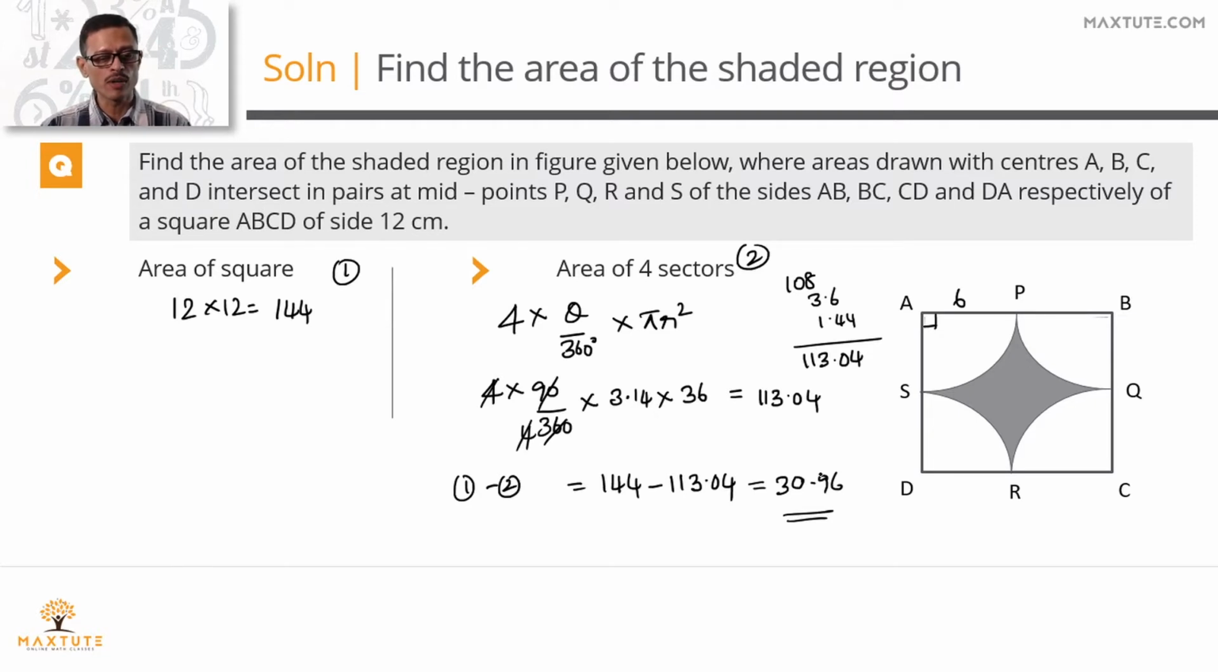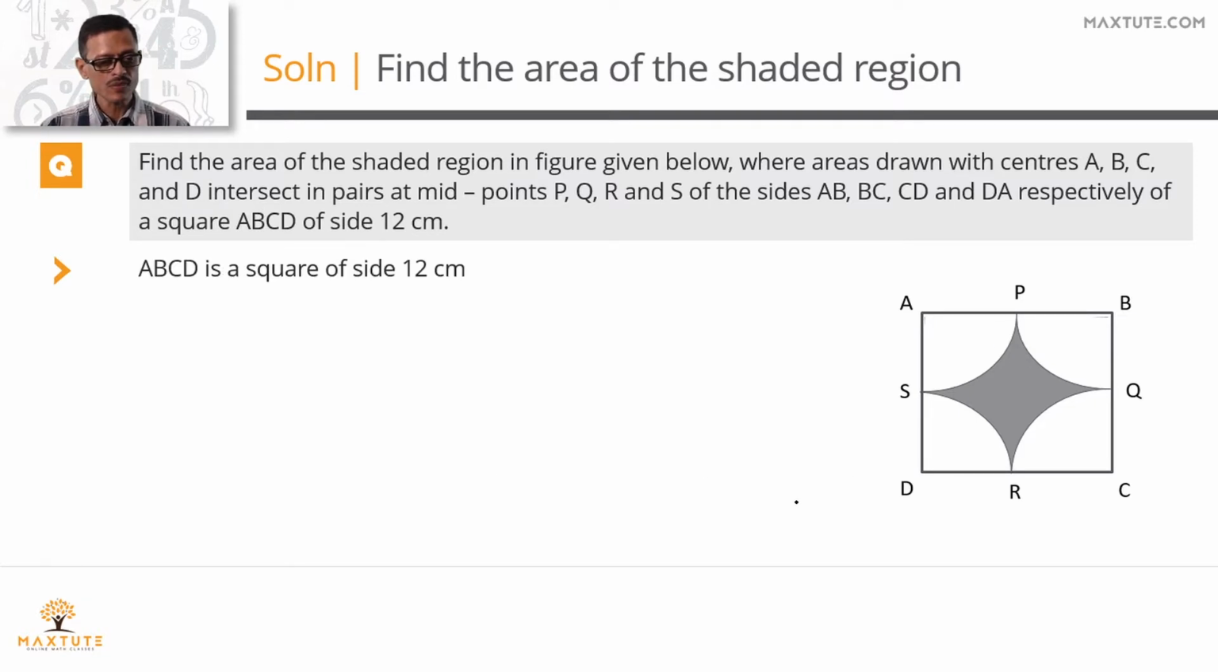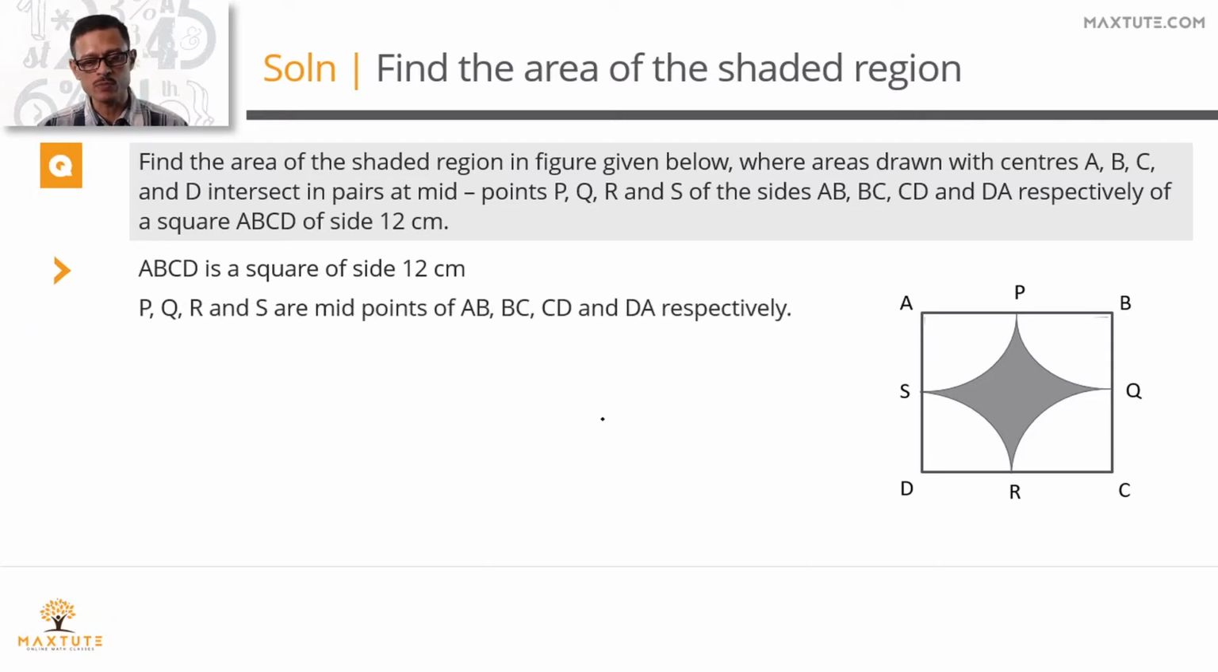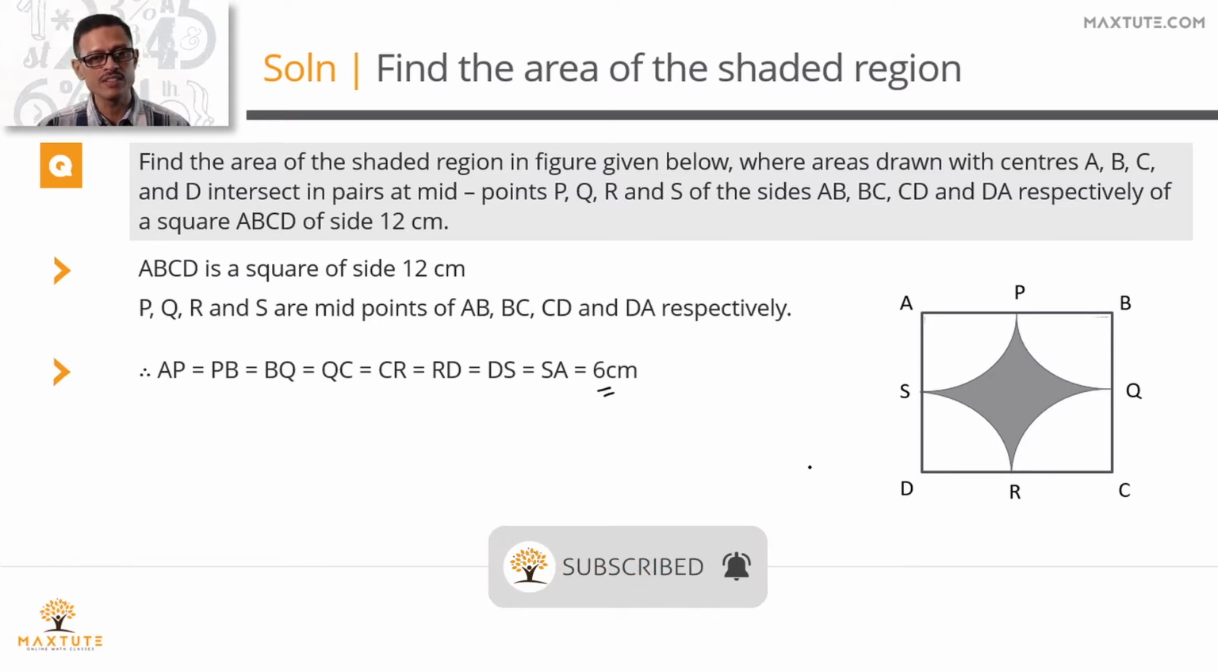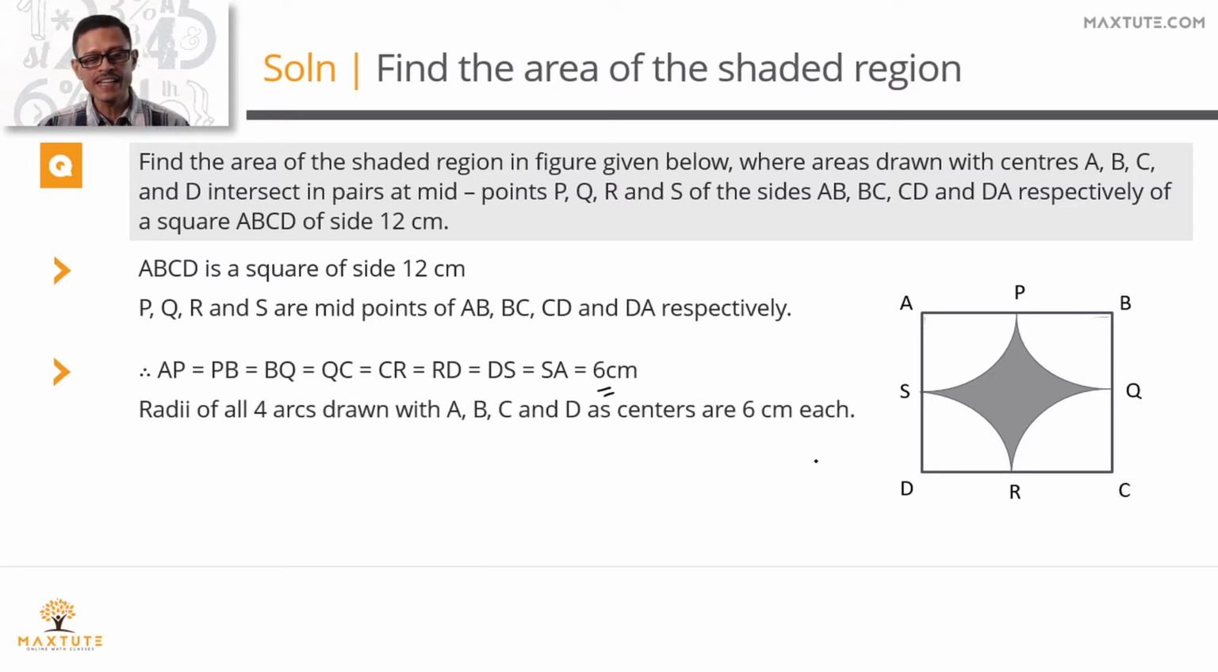Quickly summarize all of what we have written here in a printed form. Side of the square is equal to 12 units. PQRS are the midpoints of the respective sides AB, BC, CD and DA. Therefore, we have derived that AP equals PB equals BQ equals QC. All of these will measure 6 units each. Radii of the 4 arcs drawn with ABCD as the centers will therefore be equal to 6 units.